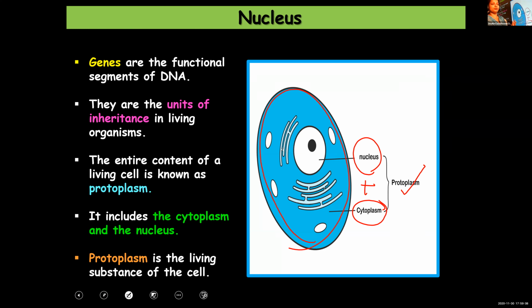So it can be asked for 1 or 2 marks, distinguish between cytoplasm and protoplasm. Then what should you write? Cytoplasm is a jelly-like substance which is present between the nucleus and the cell membrane, whereas protoplasm is cytoplasm and nucleus together, or you can say it is the entire content of a living cell or the living substance of the cell. When you say cytoplasm, the nucleus is not included. It is just the jelly-like substance present between the nucleus and the cell membrane. But when you say protoplasm, it includes both.